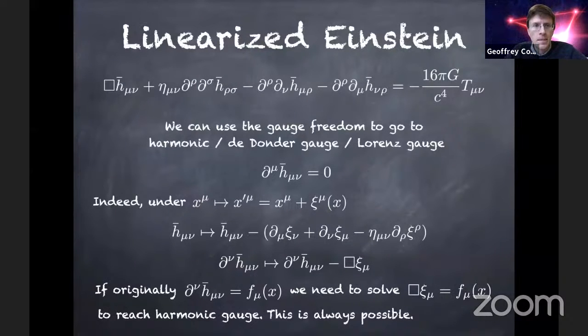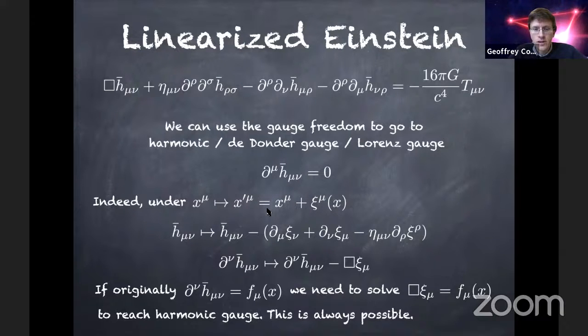So now we have this linear Einstein perturbation, given by this term, equal to the stress energy tensor. And you see that it's very complicated. So we want to use the gauge freedom now to simplify the problem. So we want to go to a harmonic gauge, which is also called the De Donder gauge or Lorenz gauge. All the same. And it's given by this. So we want to fix this condition. Now let's prove that you can reach it using a gauge transformation.